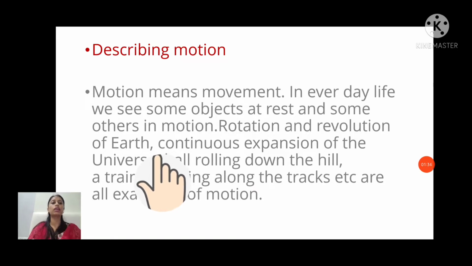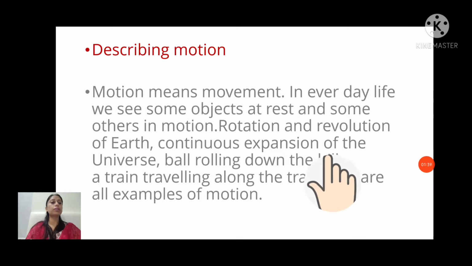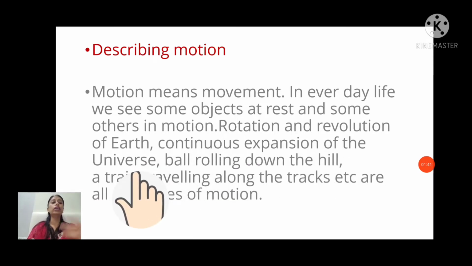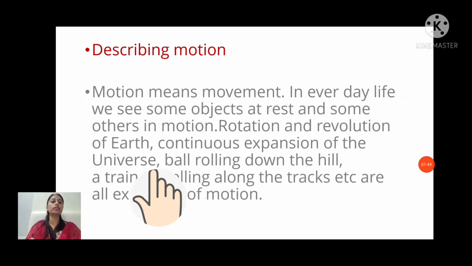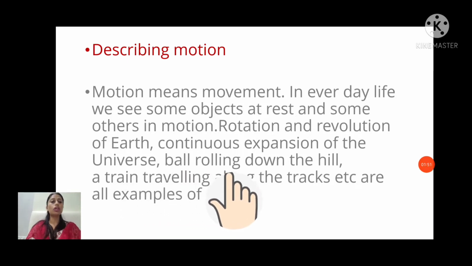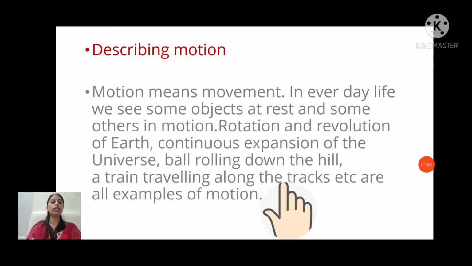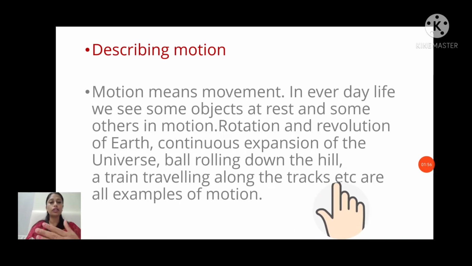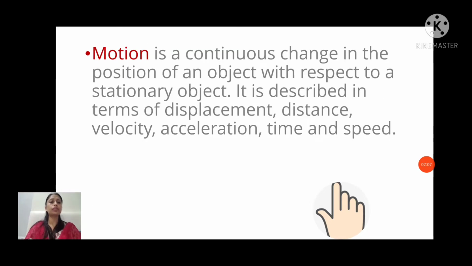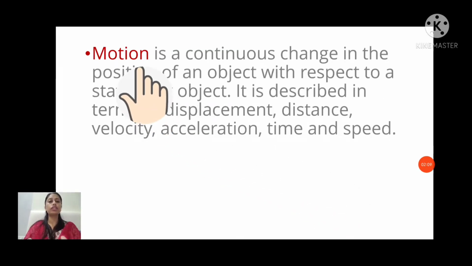Earth is rotating, which means the earth is moving. So this is also motion. Continuous expansion of the universe: as we know, the universe is continuously expanding, so it is in movement. So continuous expansion of the universe is also an example of motion. A ball rolling down the hill, a train traveling along the tracks: a train moves on the tracks. They are all examples of motion, which means all these objects are in movement. So this is motion. Here we will understand the definition of motion.